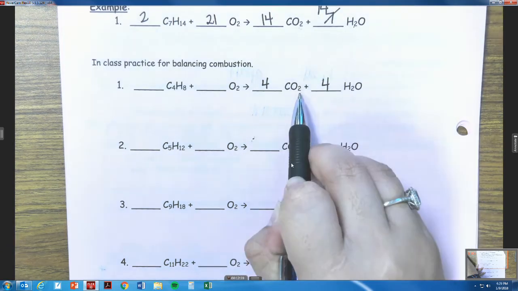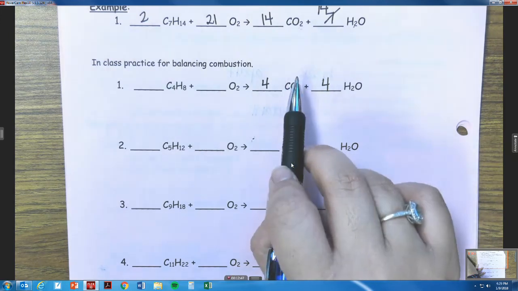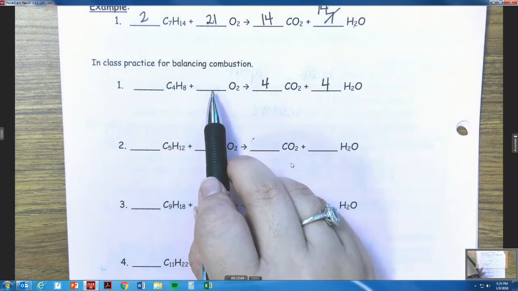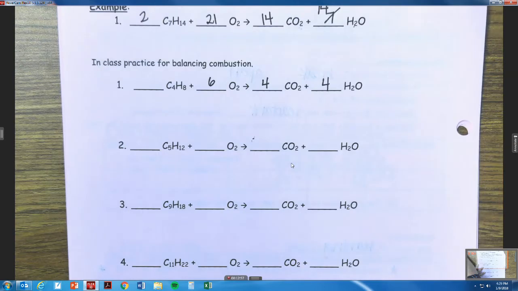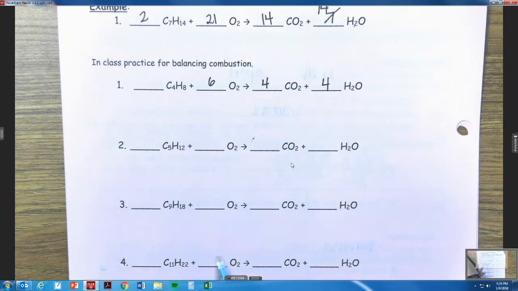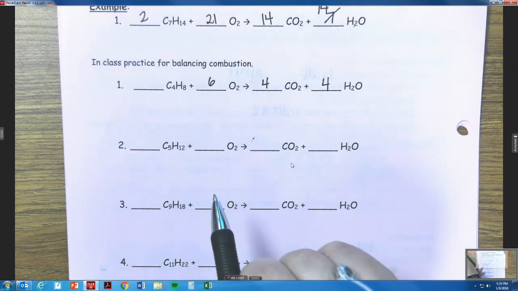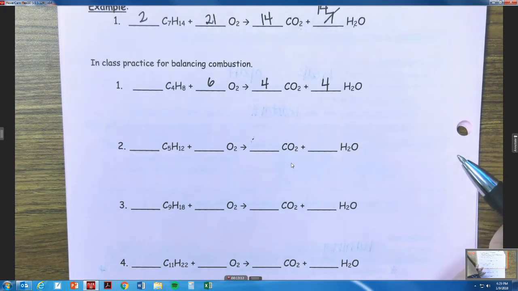Okay, so 4 times 2 is 8, plus another 4 is 12 oxygens. If I have 12 oxygens on my product side, but only 2 on my reactant side, well, then our answer is going to be 6. So again, 4 times 2 is 8, plus another 4 is 12. So what times 2 equals 12? Well, 12 divided by 2 is 6. Okay, so this is balanced. Everything else is balanced.